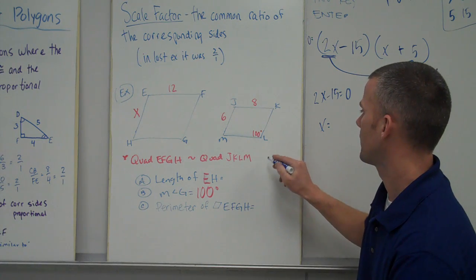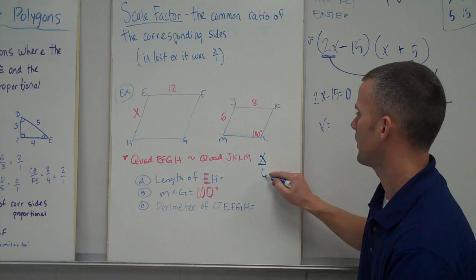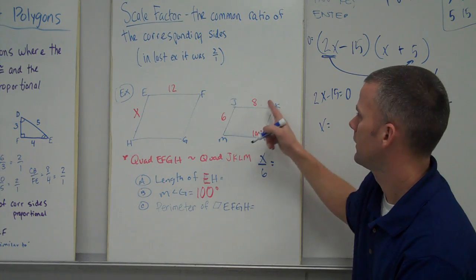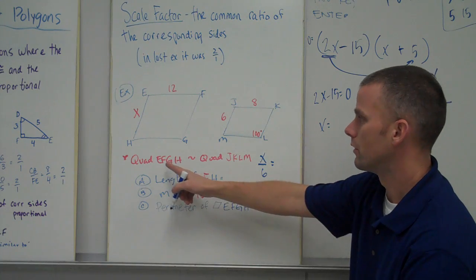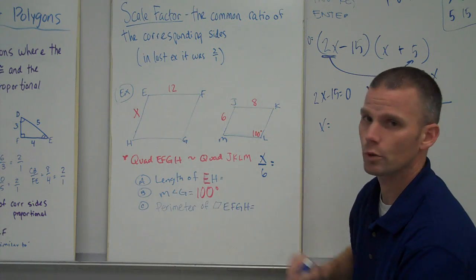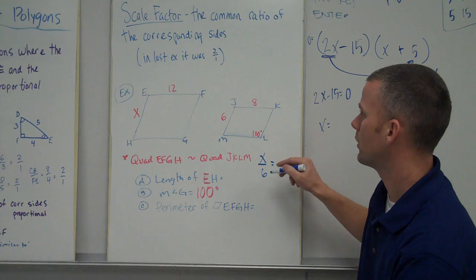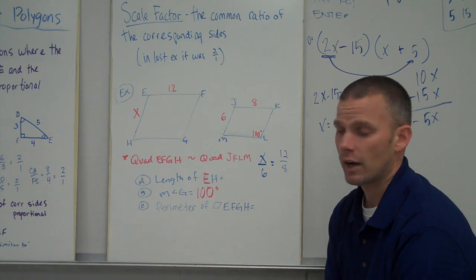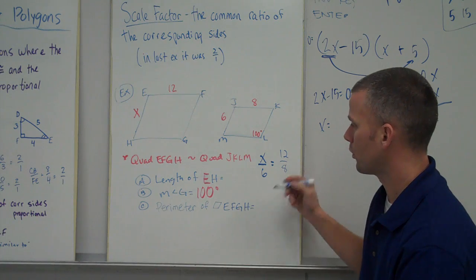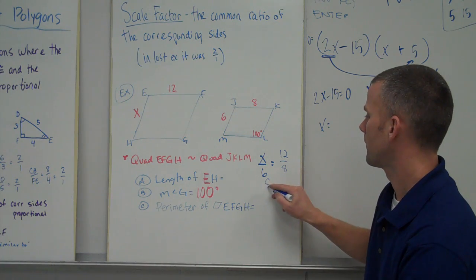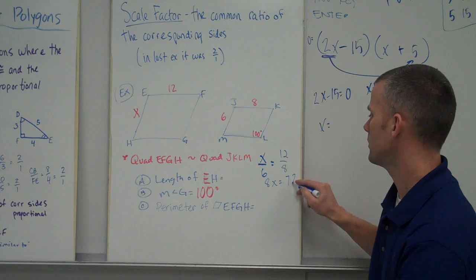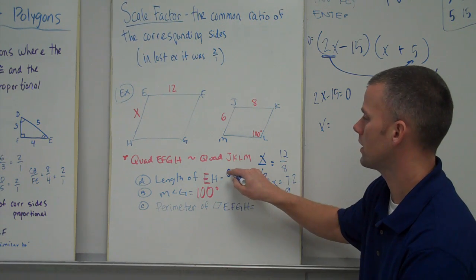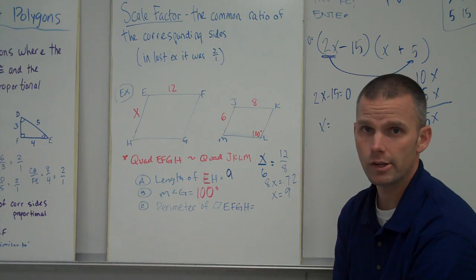So I know that I've got x compared to 6. Well, I've also got 12 for EF and 8 for JK. Those two segments correspond with each other based on our statement. So I know that I've got 12 compared to 8. You've got a proportion set up, we can solve the proportion. Cross multiply and divide. 8x equals 72. X equals 9. So we know that EH has a length of 9 units.